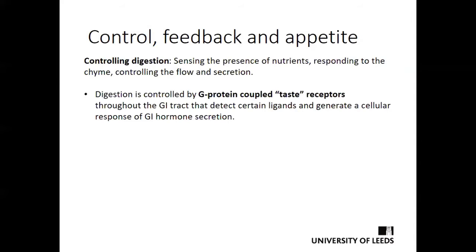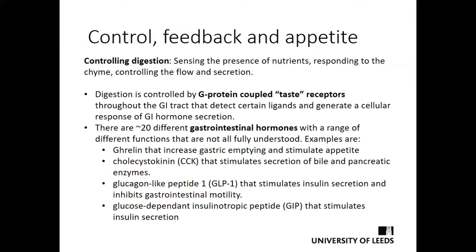And this is also true as we go down the GI tract. There are a number of different receptors that are in different concentrations, in different locations, and that respond to different nutrients. So the digestion is quite carefully controlled throughout the GI tract, and these receptors can detect certain ligands and generate cellular responses and the secretion of GI tract hormones. There are something like 20 different GI hormones with a range of different functions.